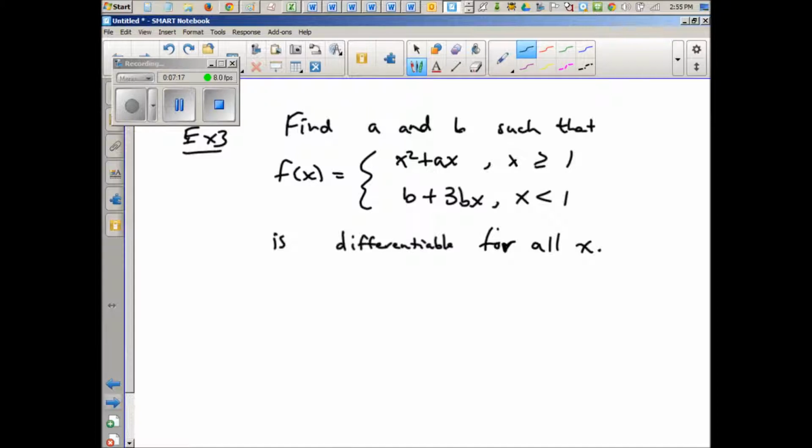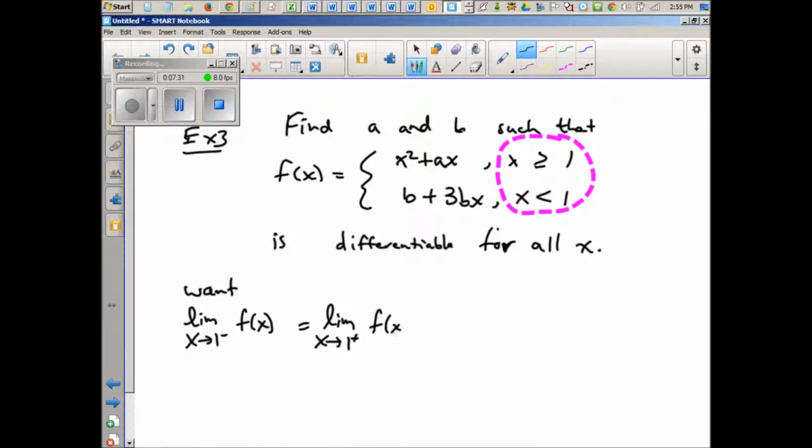So this time we're at x equals 1, where we might experience a break in the graph, right? So we don't want that. We want to enforce continuity. So we want the limit as x approaches 1 from the left of f of x to equal the limit as x approaches 1 from the right of f of x, which in turn we want to equal f of 1.